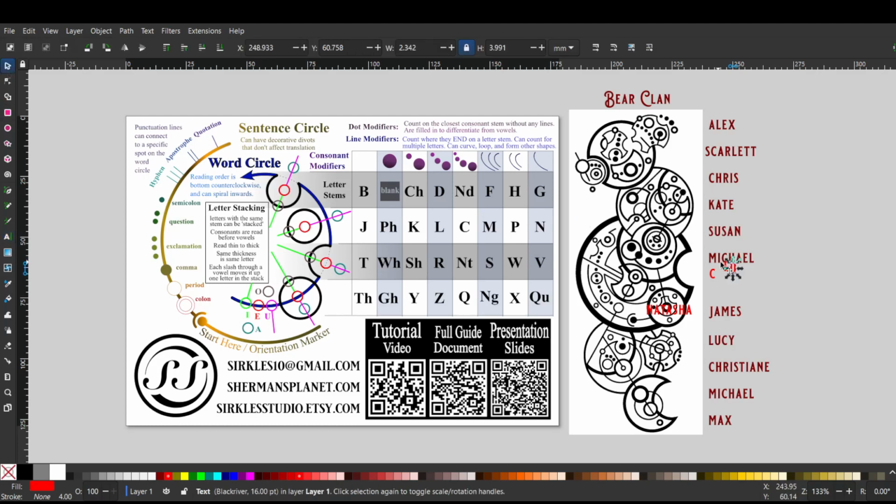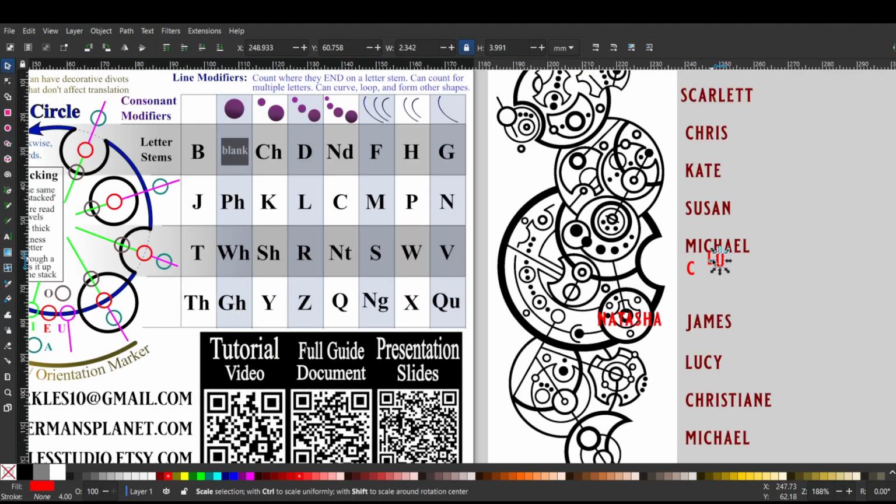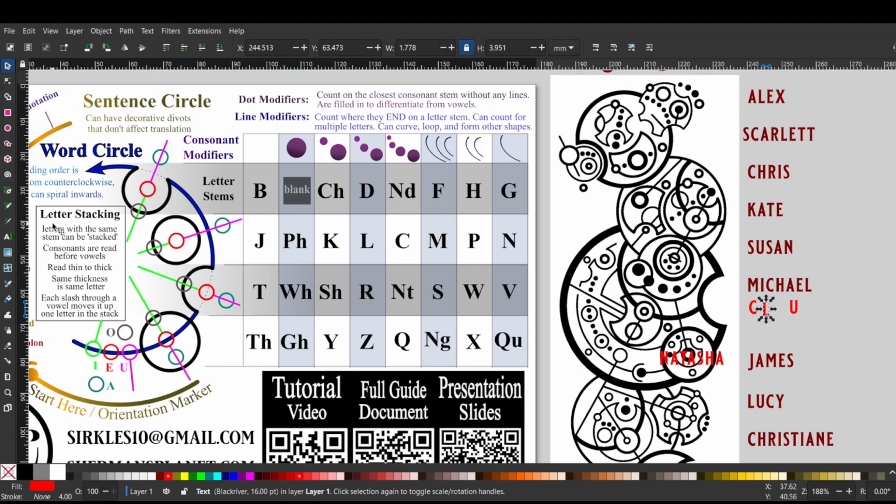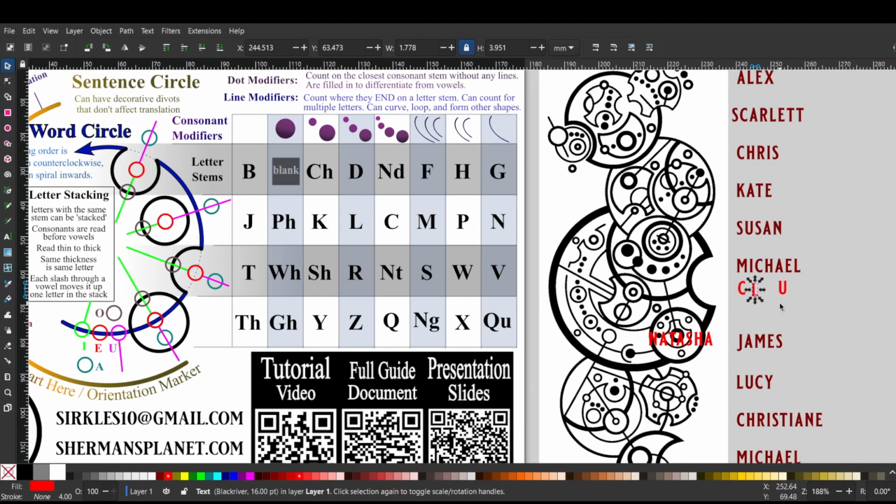Okay, so right now we haven't discussed any order of how to put this letter stack in order. And all the rules for letter stacking are here. And consonants are read before vowels, so we need to make sure that this U is behind the C and the L. Okay, then they're read thin to thick, and that's referring to the thickness of the line. So here we have a thin one. That thin one is the inside one with 3 dots, and then the thick one is the C with 1, 2, 3, 4 dots.